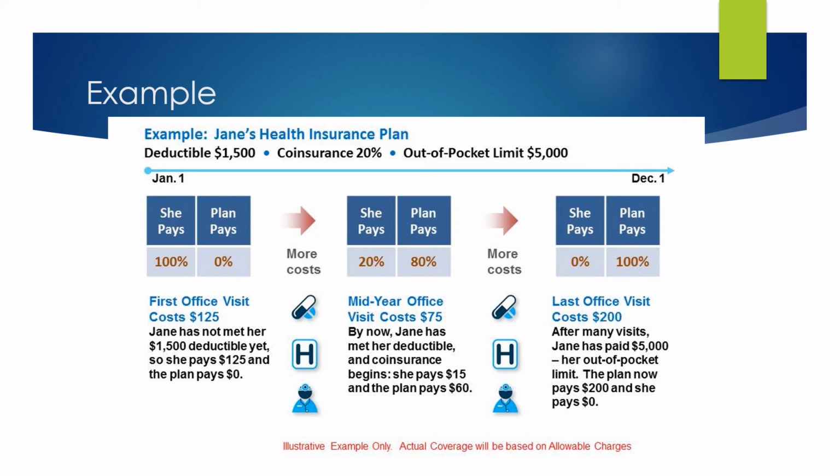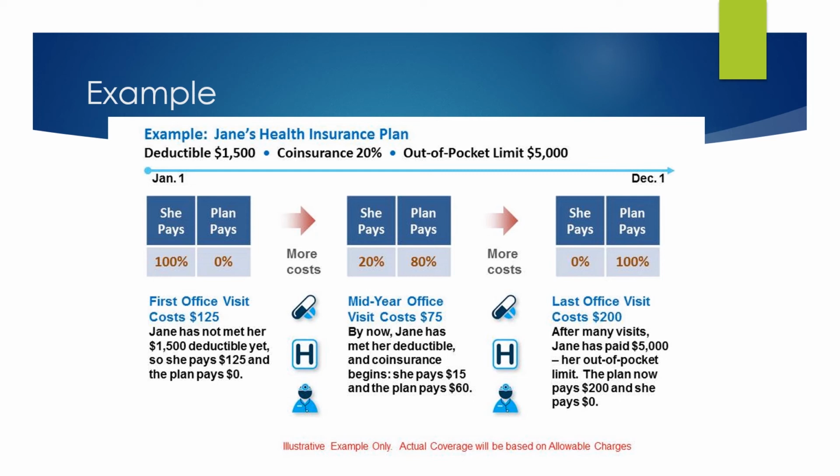So let's talk about Jane. We'll talk a little bit about Jane's health insurance plan, which has a $1,500 deductible, 20% coinsurance, and an out-of-pocket limit of $5,000. So at the beginning of the year, January 1, she goes to the doctor for an office visit, which costs $125. Since she has not met her $1,500 deductible, she will pay $125 and the plan pays $0.